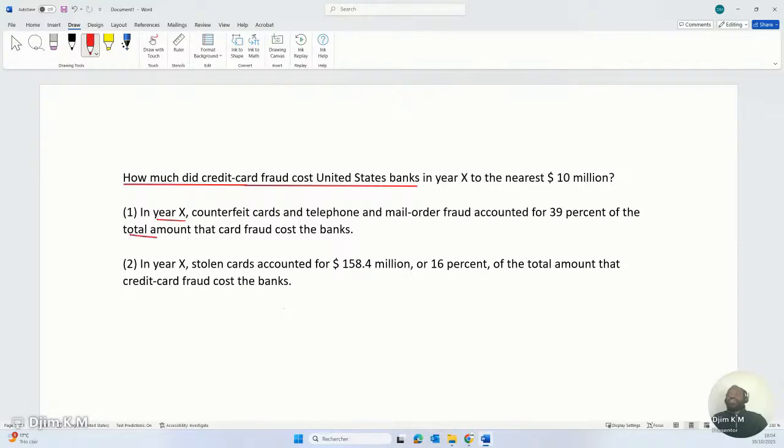So we don't know the total amount, okay? This is unknown. So clearly, because it's not known, we will say that it is not sufficient.